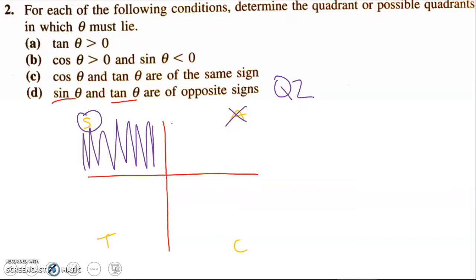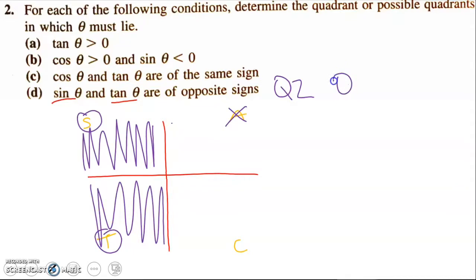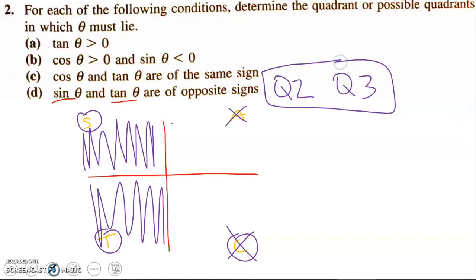Okay. Let's go to Q3. Tan is positive here. Sine is going to be negative there, so it applies to Q3 as well. How about Q4? Cosine is the only thing positive there, which means sine and tan would both be negative, so it's not going to be Q4. So that gives you an idea of what question 2 is all about. So I just did 2D.